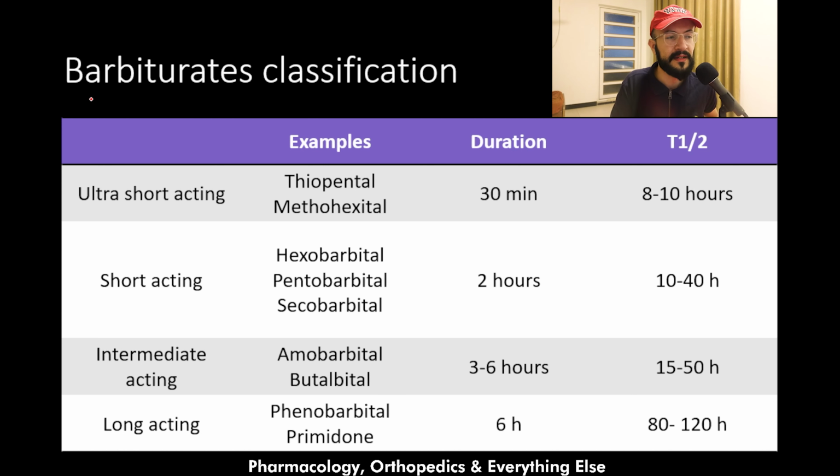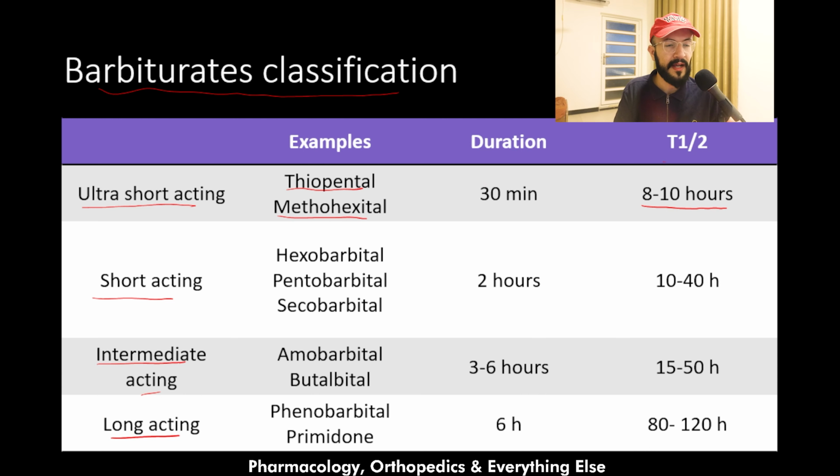Now let's talk about the barbiturates classification according to the duration of action. So they are classified into ultra short acting, intermediate acting, and long acting. Examples of the ultra short acting are thiopental and methohexital. Those have a duration of action of 30 minutes and a half-life of 8 to 10 hours. And it is important to mention here that the half-life doesn't necessarily have to be the same as the duration of action.